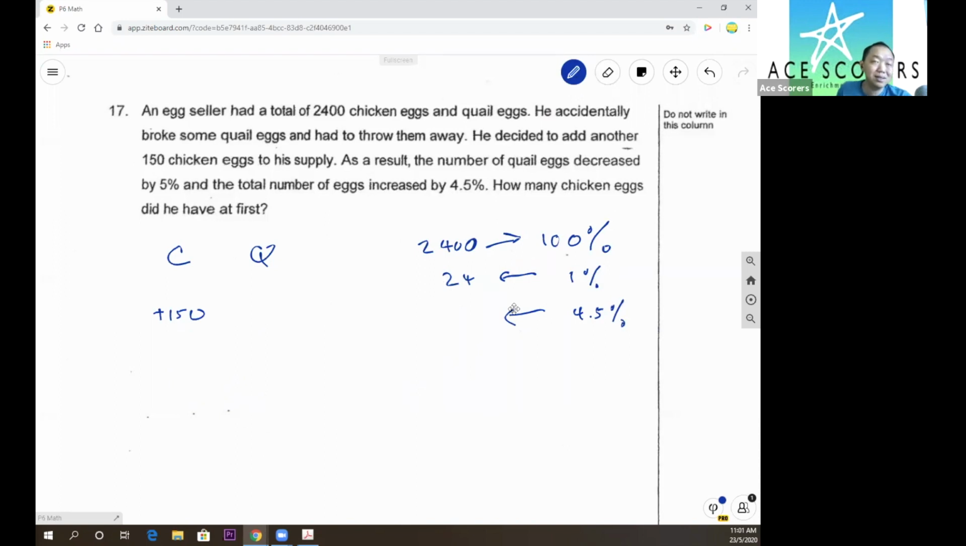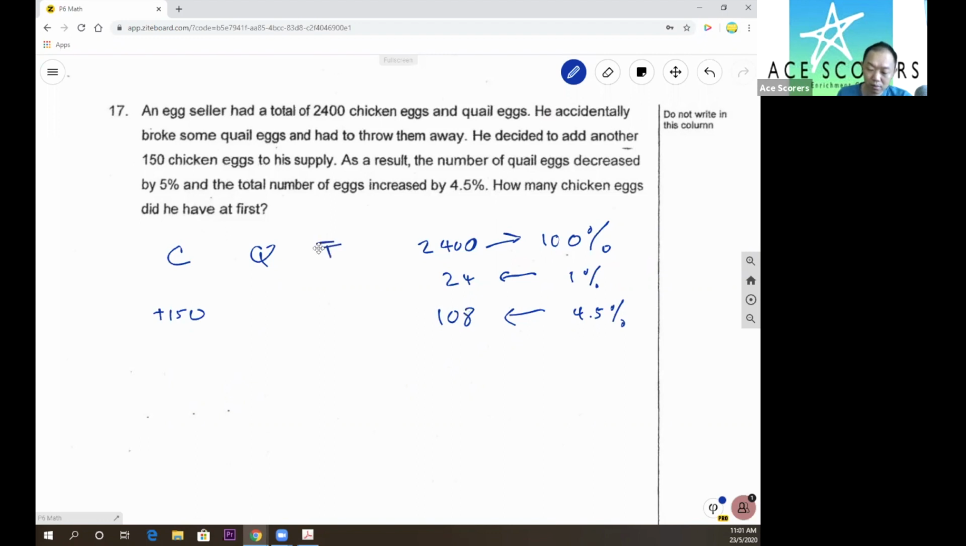Percentage questions are going to be very important because there are a lot of things that are not tested anymore. So things like percentage become more important. So 24 times 4.5, it's 108. Okay, so 4.5% now becomes 108. That means originally there were 24 total.